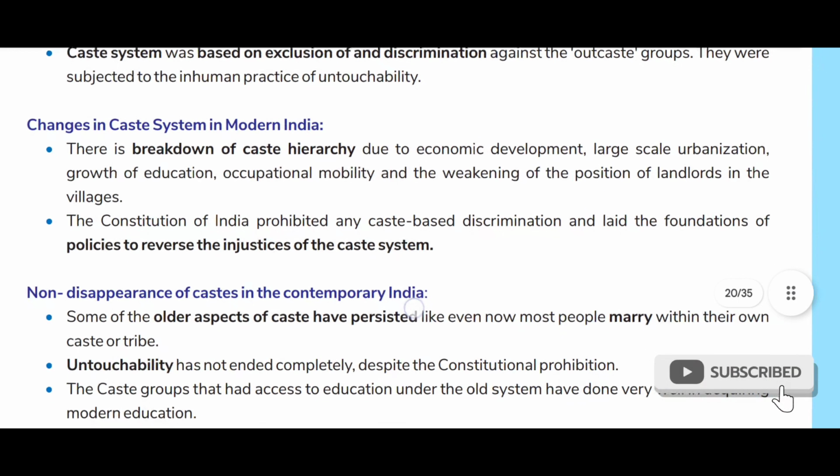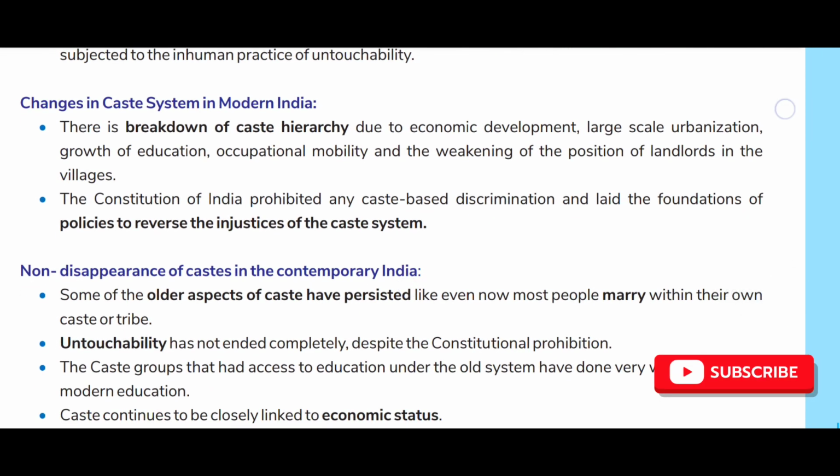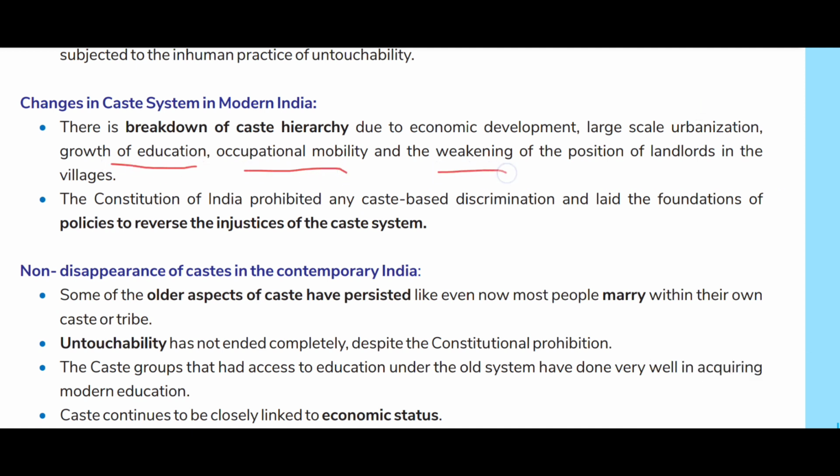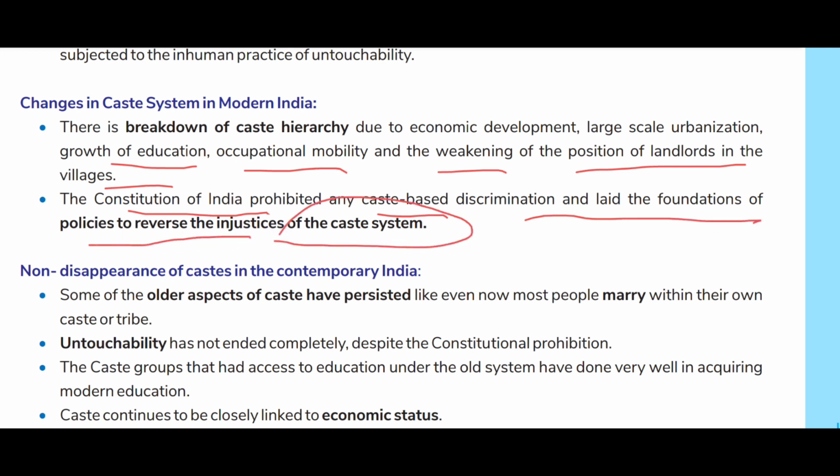Changes in the caste system of modern India. There is a breakdown of caste hierarchy due to economic development, large-scale urbanization, growth of education, occupational mobility, and the weakening of the position of landlords in the villages. The Constitution of India prohibited any caste-based discrimination and laid the foundation of policies to reverse the injustices of the caste system.